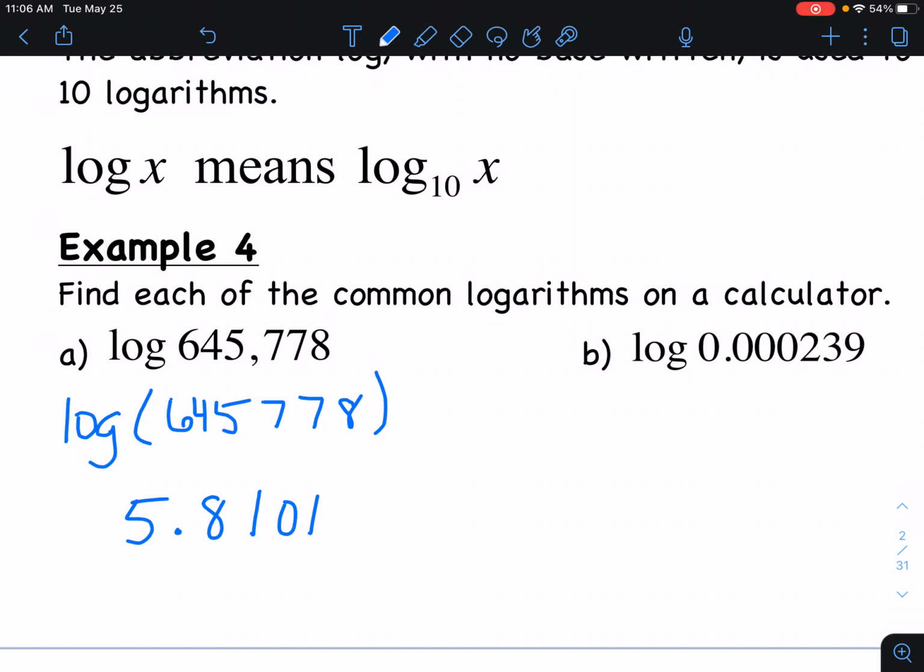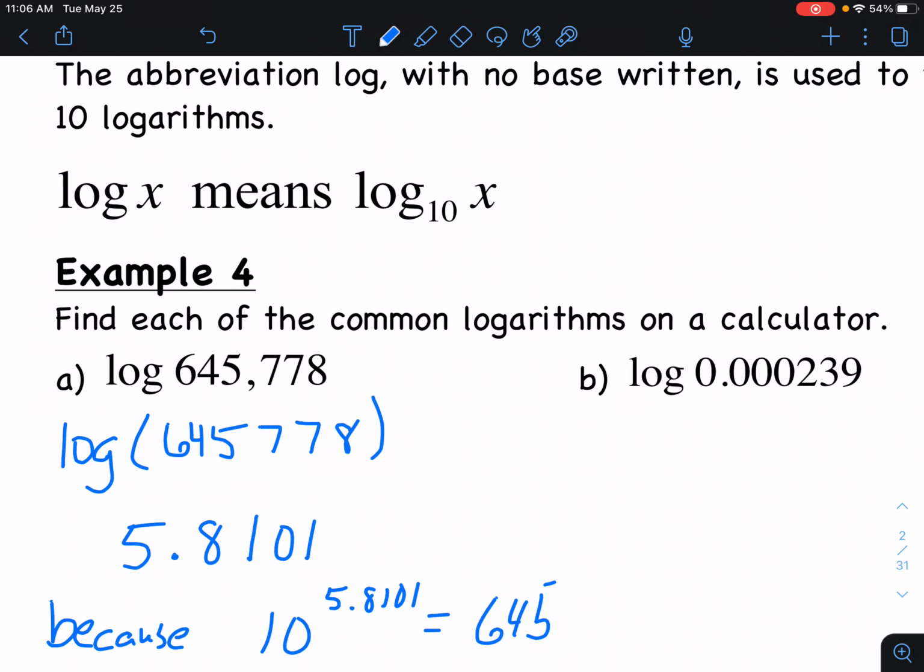So what does this mean? What does this 5.8101 mean? What it actually means is 10 to the power of 5.8101 gets you 645,778. So that's where this stuff makes sense. We're trying to figure out what the exponent is, and sometimes these exponents are not whole numbers.